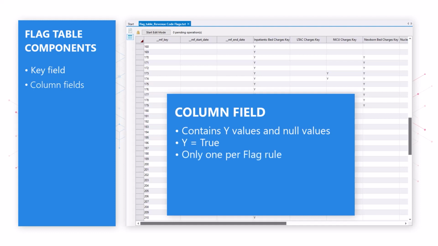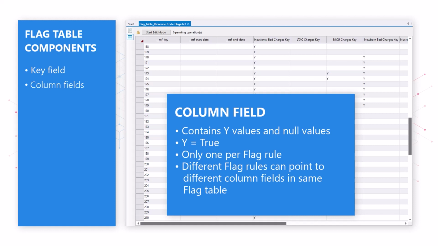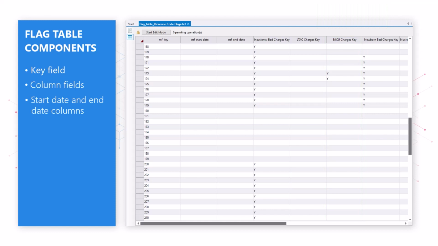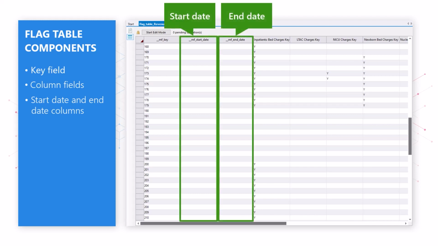A flag rule can pull Y values from only one column field, but you might have multiple flag rules, each of which pulls data from a different column field in the same flag table. In our example, we're using NICU charges key as our column field. Start date and end date columns. These values allow you to change the mapping of keys and columns over time. In our example flag table, these columns are blank.